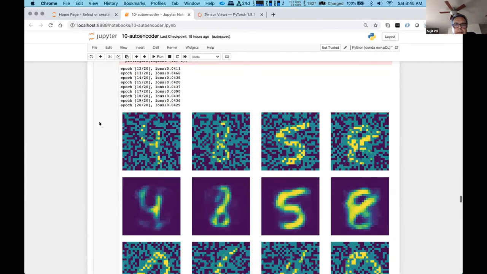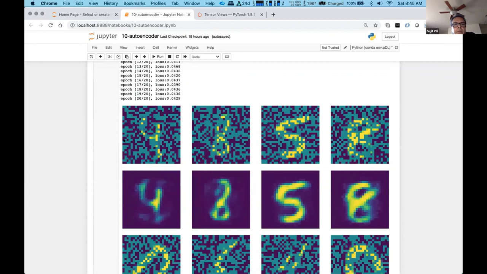And so here again, the output is similar to the denoising one. Here is the noisy input and here is the output, first epoch. And then we go down all the way.